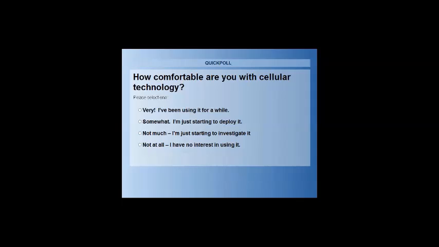All right, so that concludes our Wi-Fi portion of the presentation. We're going to go ahead and move into cellular and give you guys a quick overview of the cellular technology.